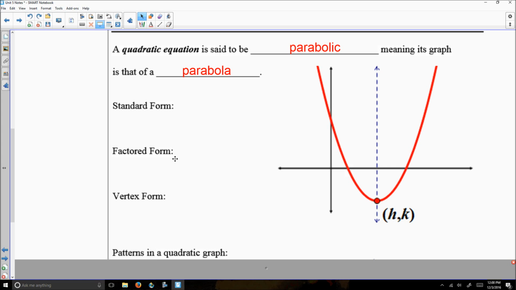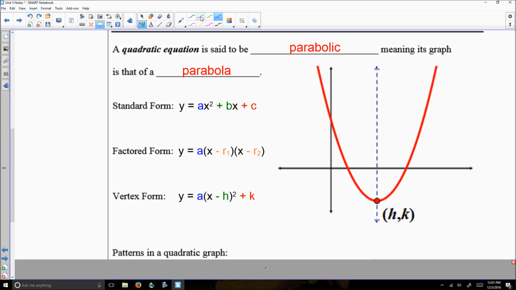There are three forms of a quadratic equation that we will study. The first, and one you're most familiar with, is the standard form. The second is the factored form, and the third is the vertex form. The vertex form is the form that we will be focusing on in this video. We will cover the other two over the course of our study of parabolas. So let's look at some of the details of the vertex form.